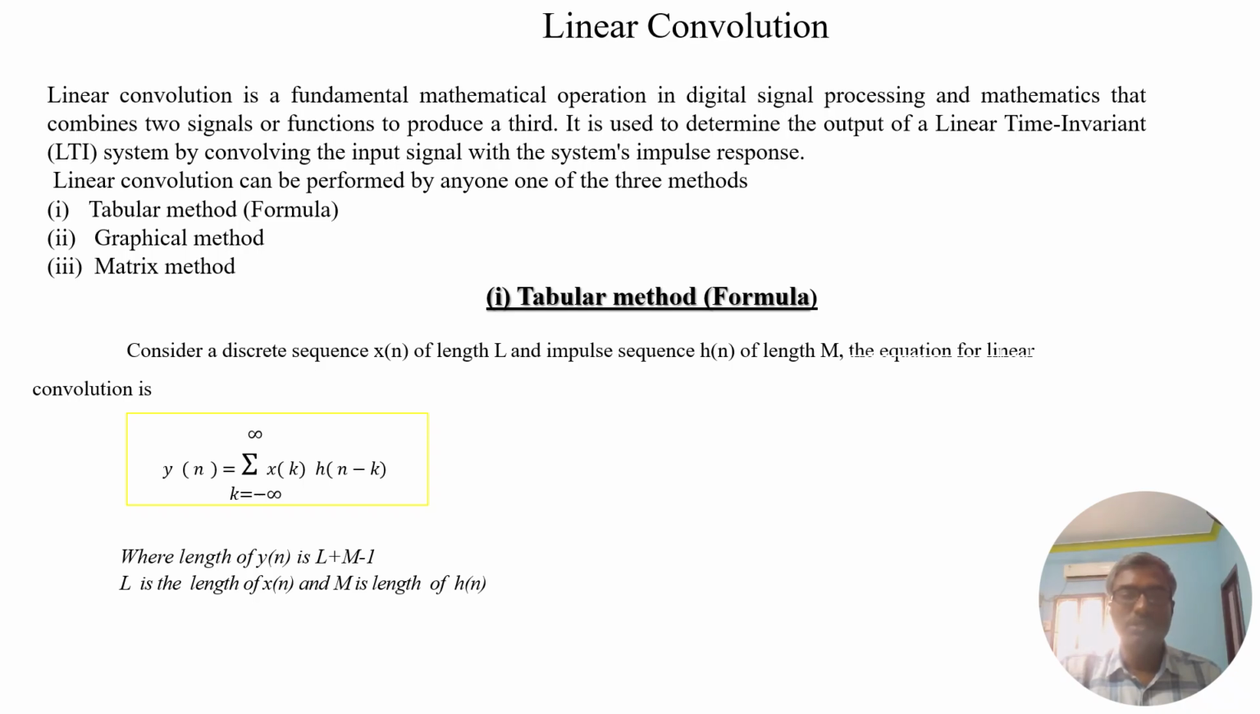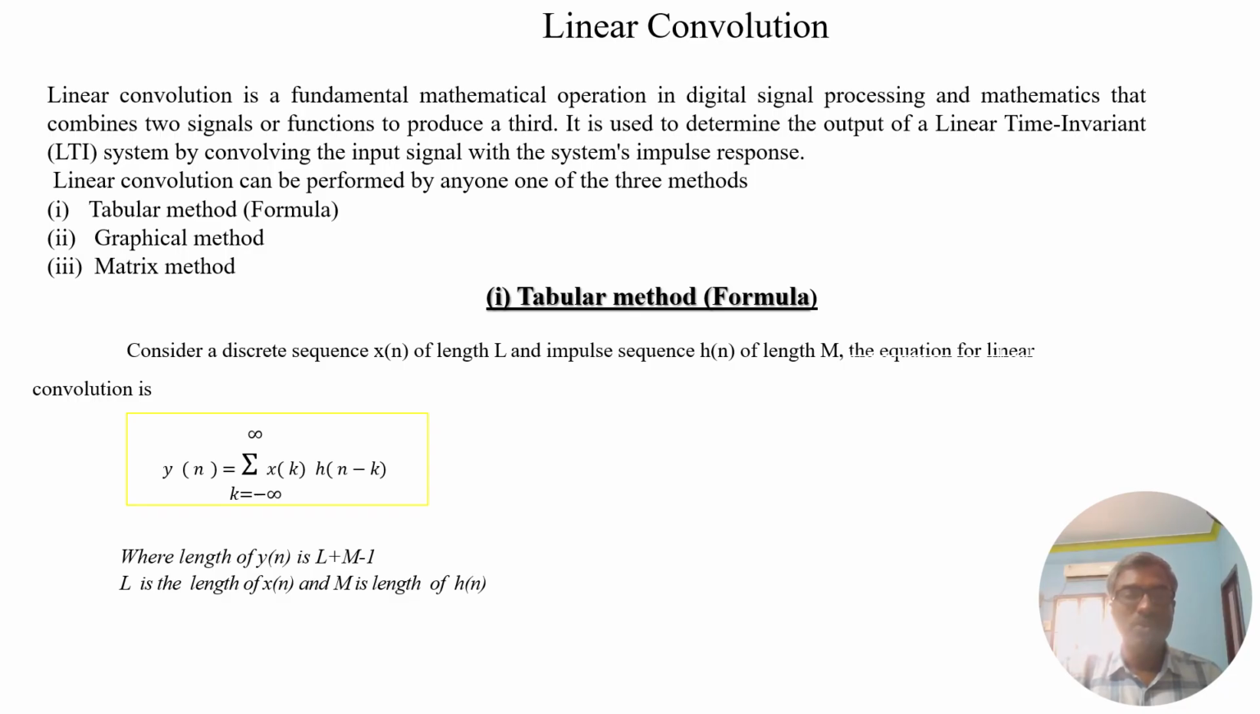In the first method, the linear convolution of the sequences can be computed by using the formula y of n equal to summation k equal to minus infinity to plus infinity x of k h of n minus k, where y of n is the output of the system, x of k is the input, and h of n minus k is the shifted version of the impulse response.